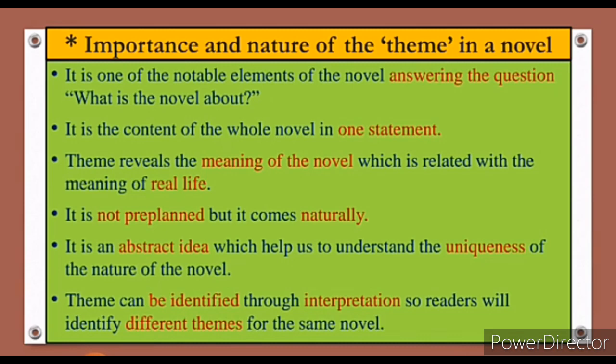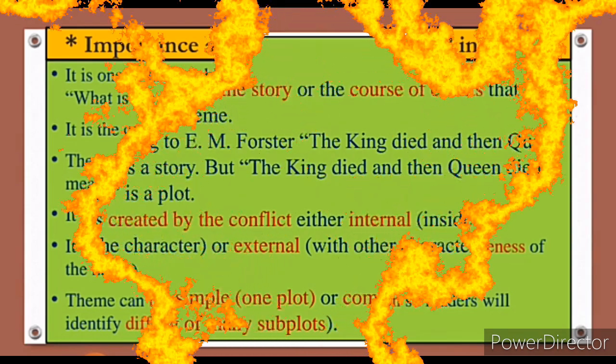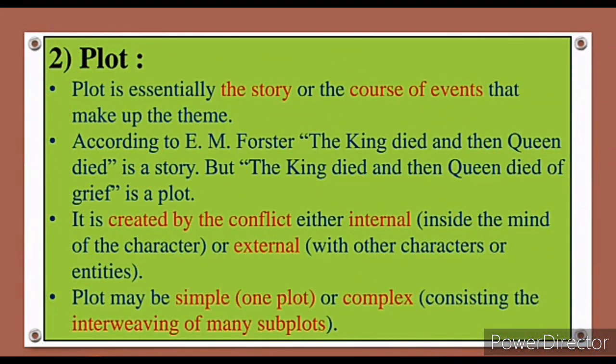Somebody would say it in one way, somebody else will say it in another way. So theme is the different thoughts of people, how they understand the story and what the simple sum-up of the story is that the author presents. That is the theme. Move to the next element, which is very important: the plot. First point, plot is essentially the story or the course of events that make up the theme. Whatever the story is, that is the plot. Without a story the novel is not made.